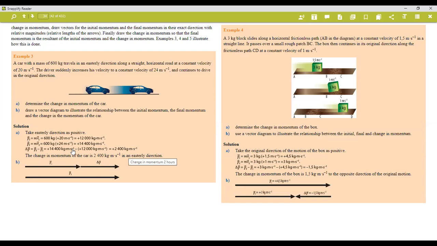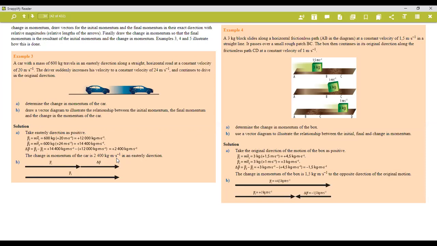But imagine if they were in the same direction, either both negative or both positive, it was going to be an increasing value. It's going to be a very high value because it would add these two momentums together and we would have a high momentum. So you should also take note of that. So the change in momentum of the car is 2,400 kilogram meters per second in an easterly direction because it's positive. Remember, we mentioned that the easterly direction is the positive direction.